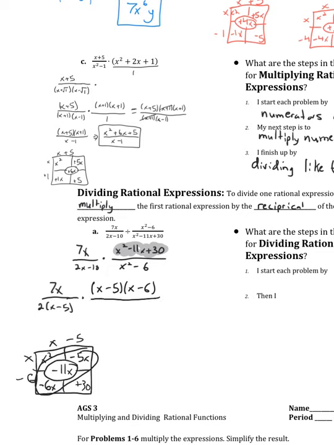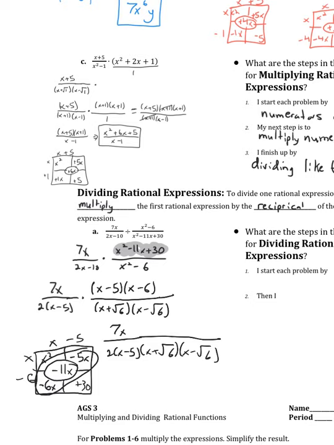The last part, x squared minus 6, is a difference of squares. So I'm going to get x plus square root of 6, x minus square root of 6 there. Unfortunately, square root of 6 is not going to simplify for me, so I just leave it like that. In the numerator, I get 7x times x minus 5 times x minus 6. Then I can get rid of those x minus 5s in the numerator and denominator. 7 divided by 2 doesn't work, and I can't do x minus 6 divided by x minus square root of 6. That's not the same thing.